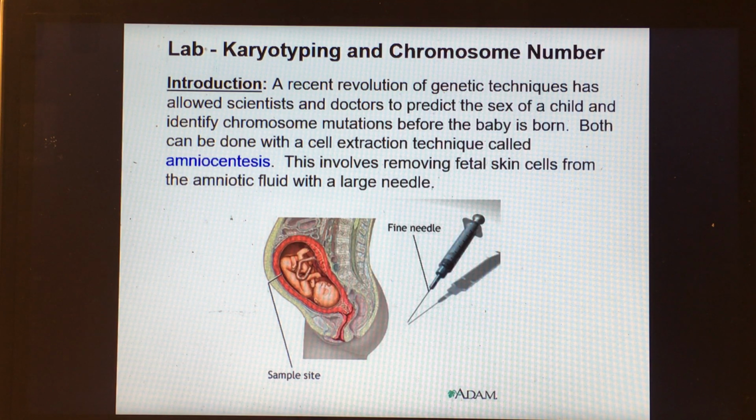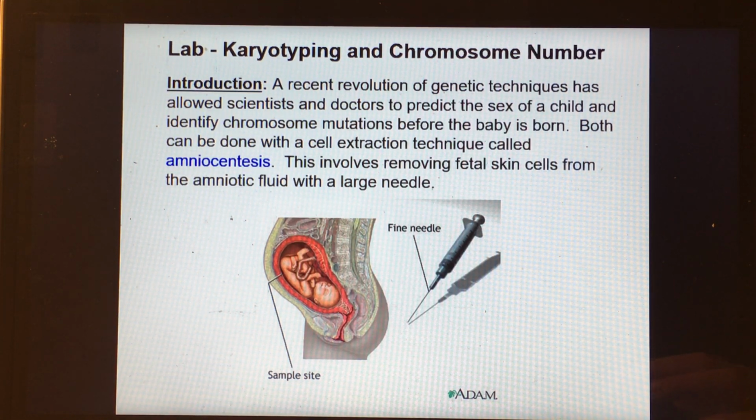But the way that we get cells from near a fetus is called an amniocentesis, and it's on the screen in blue. They take a very large needle and puncture the abdomen and into the amniotic sac and get a few cells from the fluid that the baby is floating in. They don't actually get it directly from the baby.